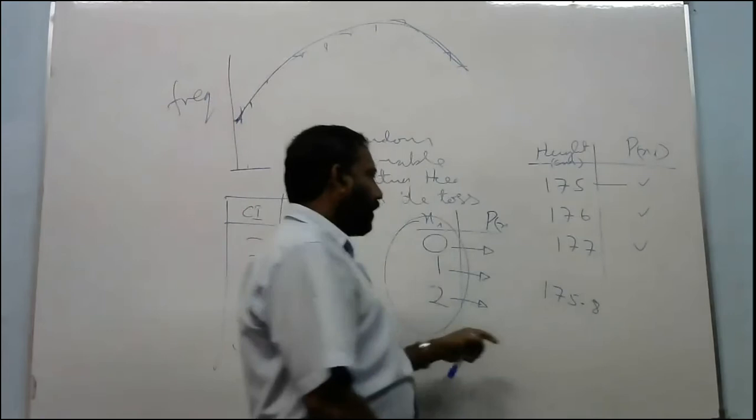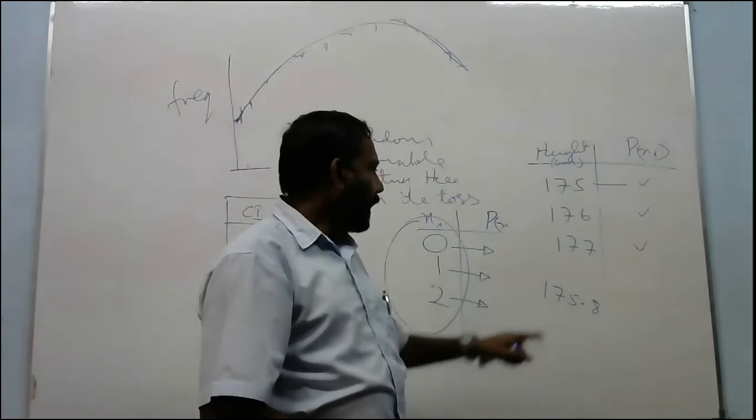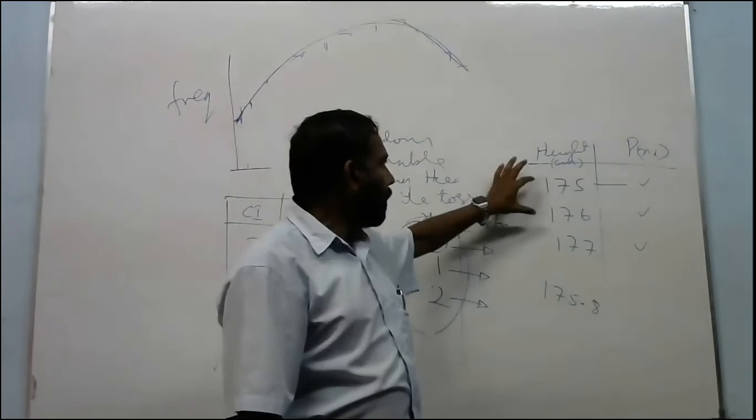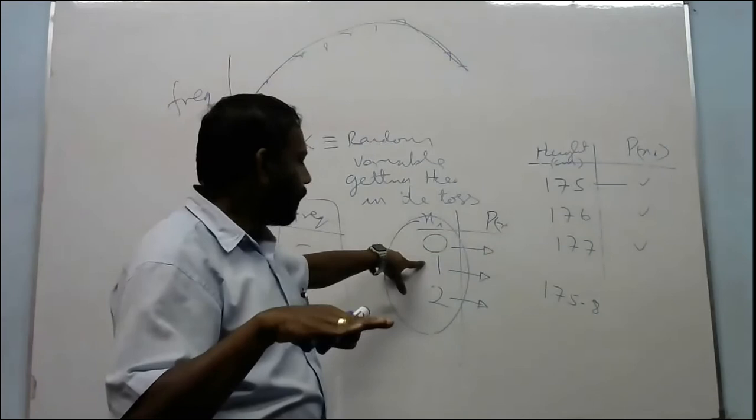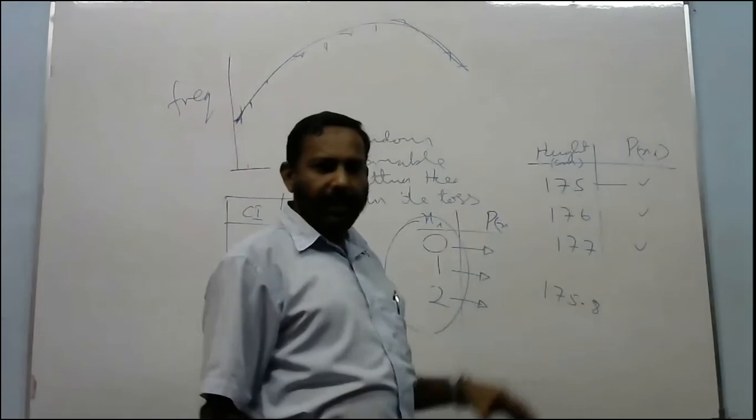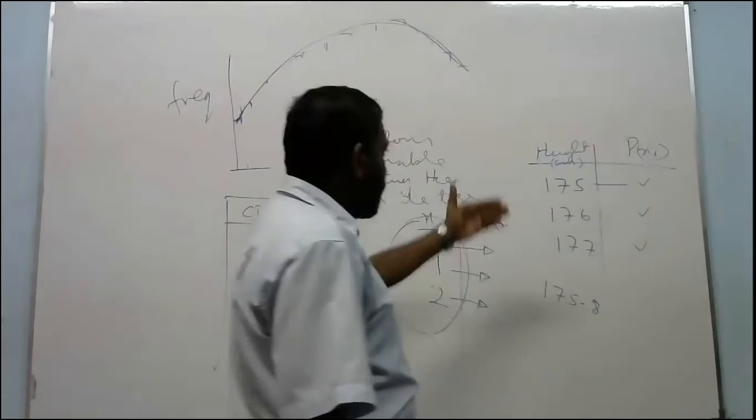Can we have the proportion of students in that group, 175.8? Will it be possible to get the in-between values? Like the earlier case. Earlier, we said we cannot have the in-between value. These are full numbers. Will it be possible in this case to have in-between values? Yes, possible. So these values are continuous.